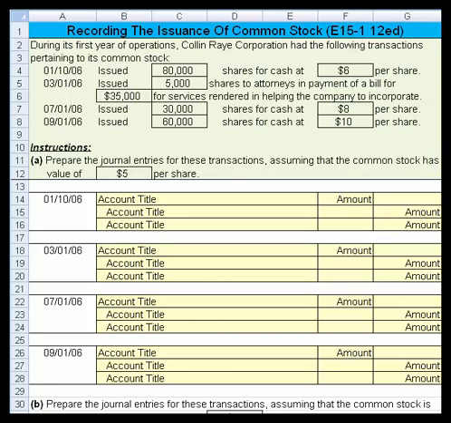On July 1st, they issued 30,000 shares for cash at $8 per share, and then on 9/1, they issued 60,000 shares for cash, $10 per share. So let's record some of those transactions.